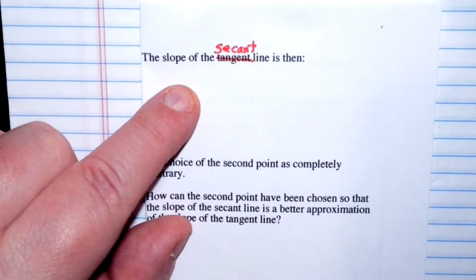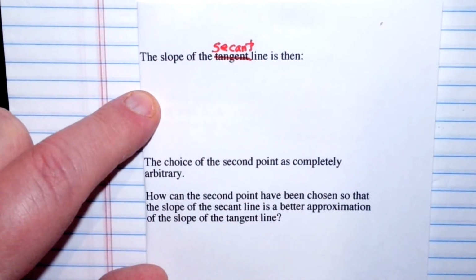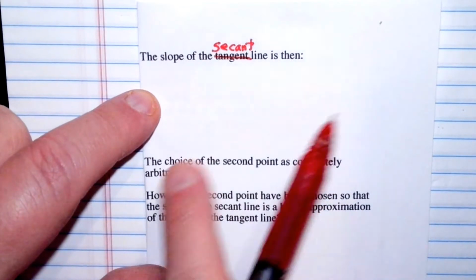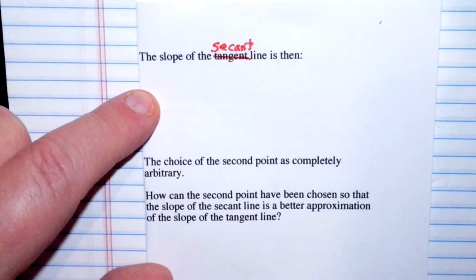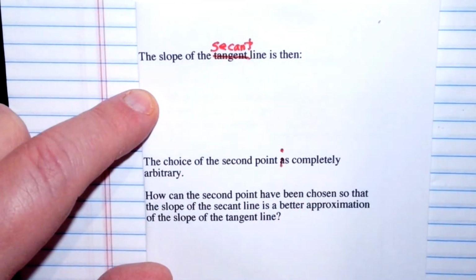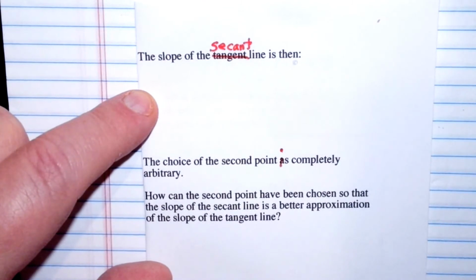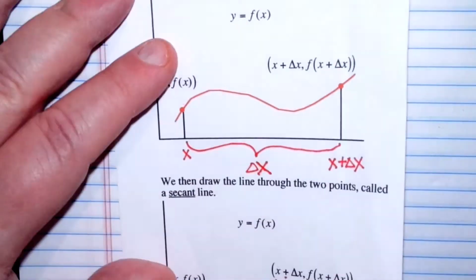And that's the question that I was going to ask here, but I decided to ask it in the other column. All right, so let's go on to this part. This says the choice of the second point is completely arbitrary. How can the second point have been chosen so that the slope of the secant line is a better approximation of the slope of the tangent line? Let's go back over here.